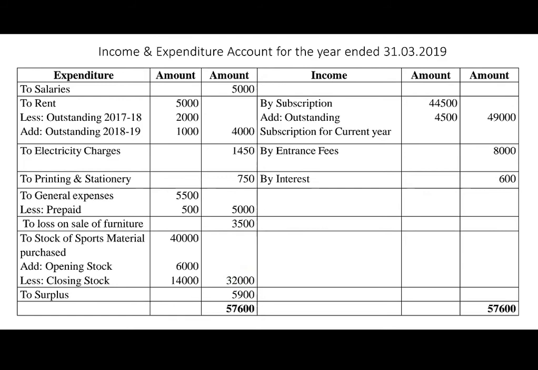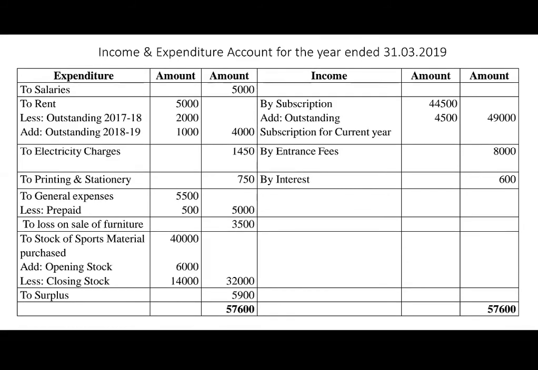Now, where will the second effect of closing stock of sports material be recorded? Where will it be recorded? Asset side. Correct, Shivam. It will be recorded on the asset side, because it is a closing stock. Closing stock of what? Of sports material. And where do we record closing stock? On the asset side of the balance sheet. So the second effect of closing stock you are going to record on the asset side of the balance sheet. Is it clear?